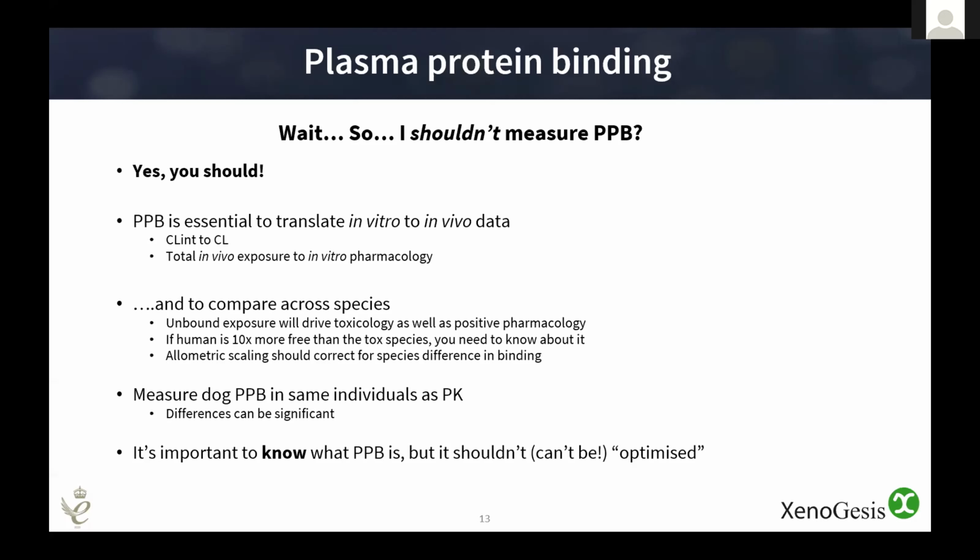We measure the plasma protein binding in the same animals that we conduct the PK, as differences can be very significant, and that's really important. So again, just to be very clear, I could talk all day about this, but it's very important to know what the plasma protein binding is, but it shouldn't be and can't be optimized.